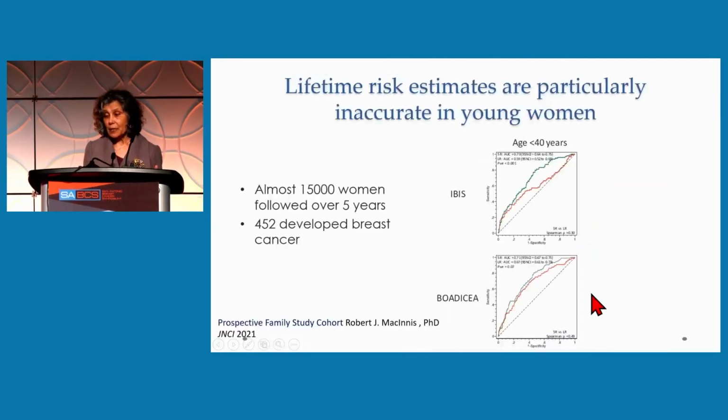So that's something that we have to consider, particularly in very young women, as I said earlier. And these are data from an Australian cohort published relatively recently of 15,000 women. And you can see that for the very young women, the discordance between lifetime and 5-year risks is pretty large. And the AUC for the lifetime risks is pretty close to the 50% line.